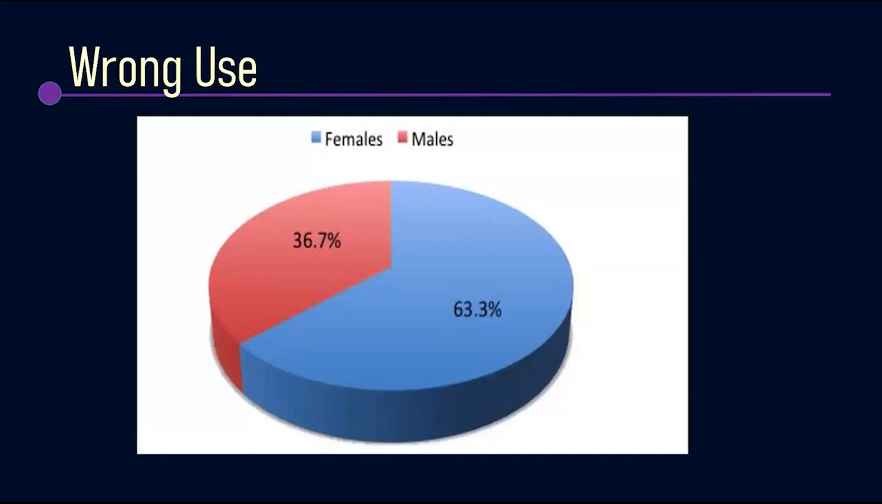This is one example of wrong use of a figure. In this context, the author has described the number of females and males in a data set, and this could have been expressed in a sentence. 63.3% were females and 36.7% were males. It could have just been written like that.